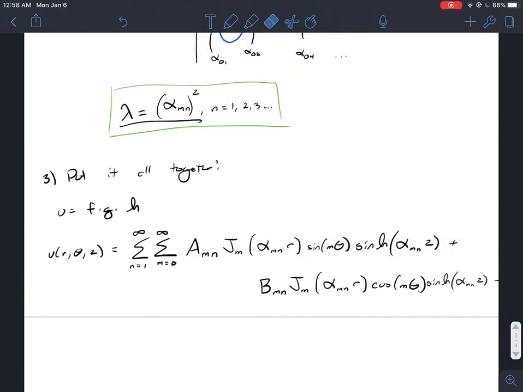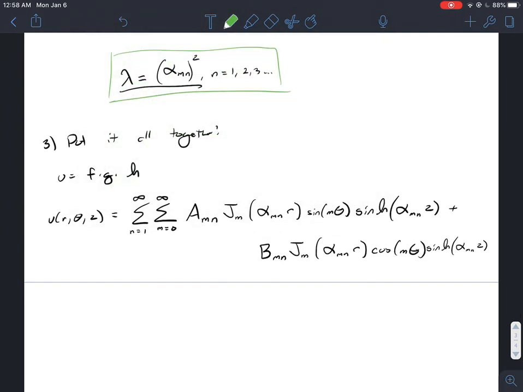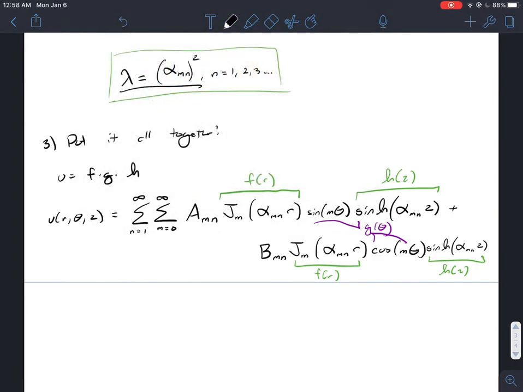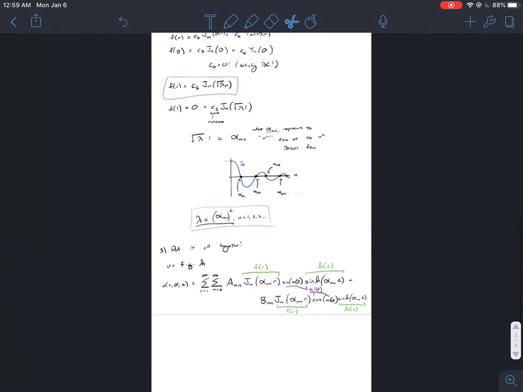Okay, so I'm going to annotate each of these terms real quick so that you guys can see exactly where I got them from. So this term right here is our f of r term. This is also our f of r term, same f of r. This is equal to our h of z. And both of these combined right here form our g of theta. So we have to multiply all the possible product solutions together.